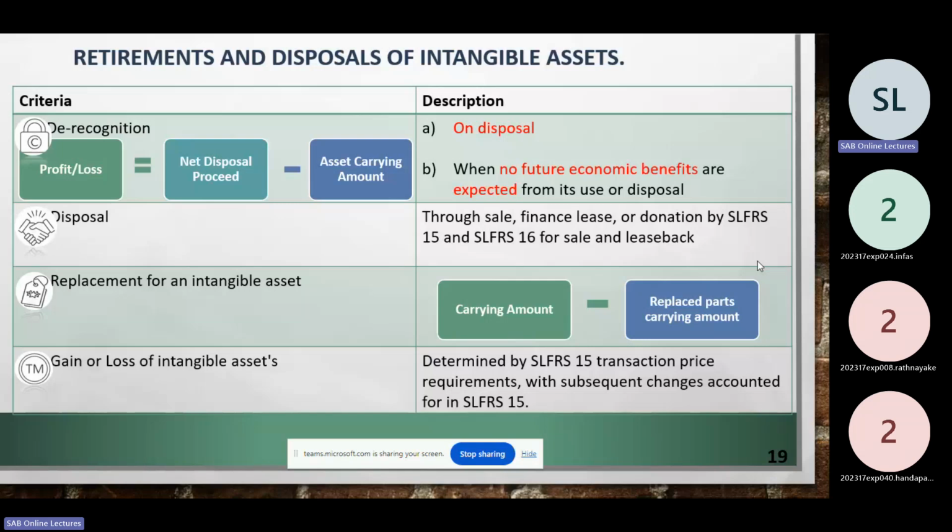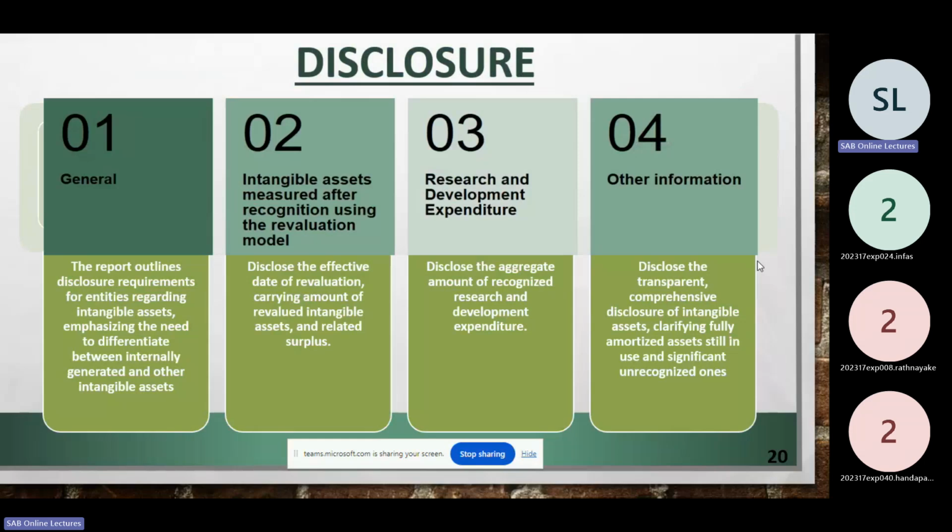Thank you. Good morning to all of you. I'm going to discuss the disclosure, transition and effective date of the standard. This is the last part of the standard.